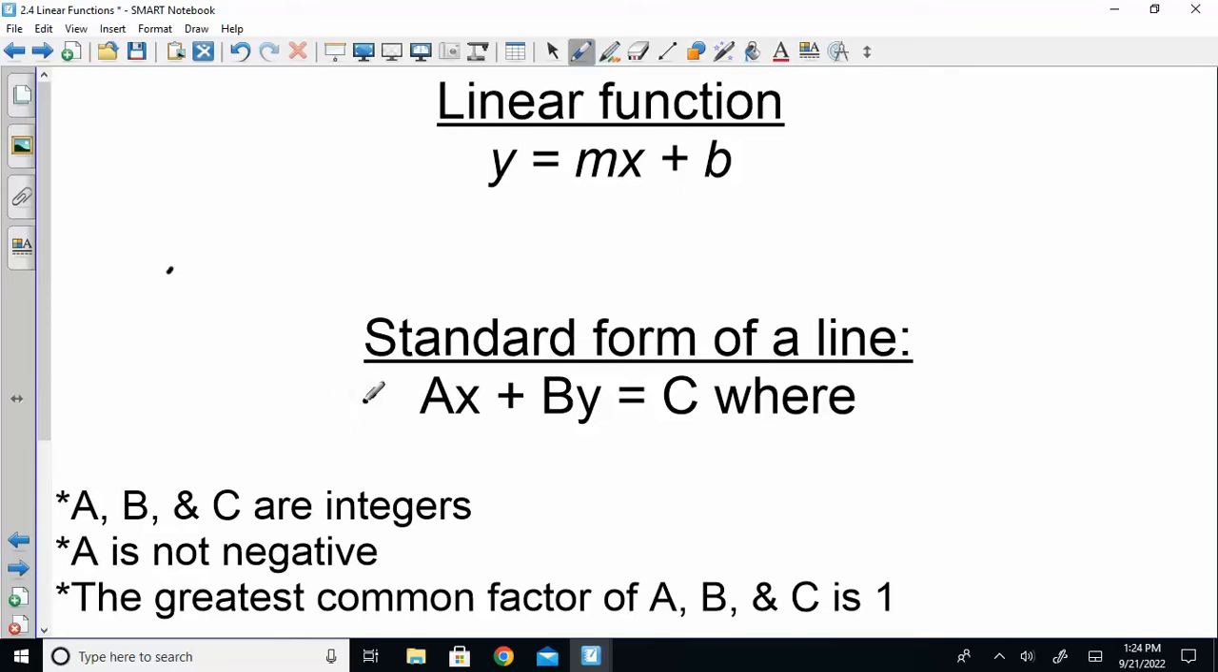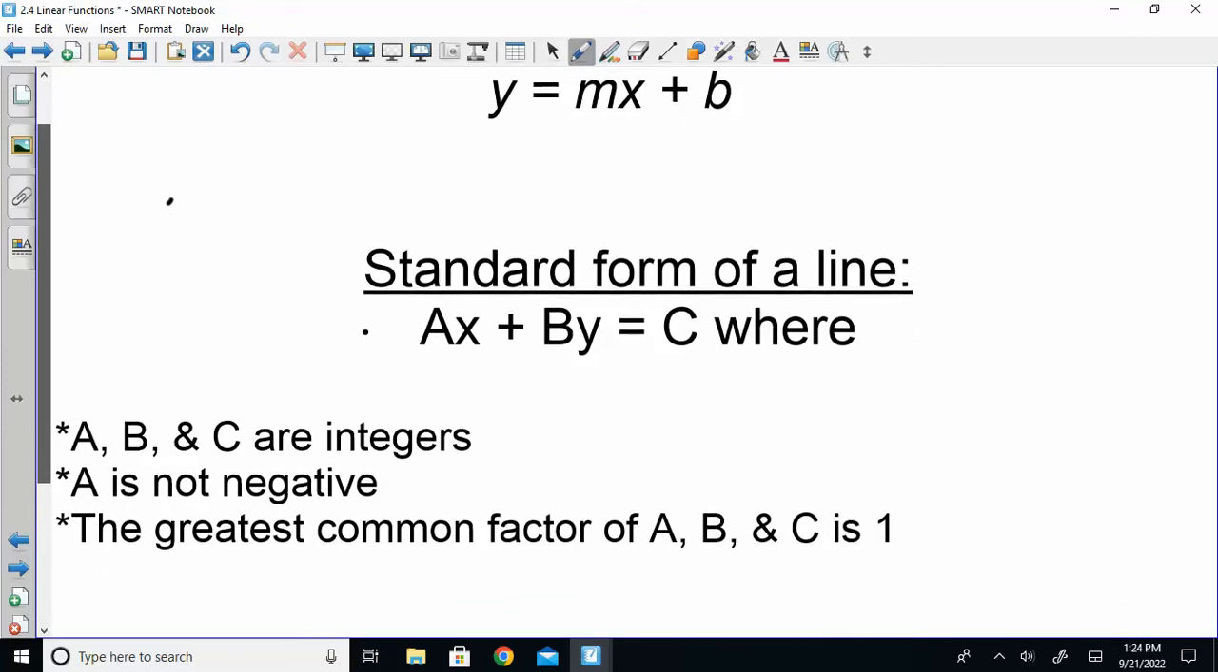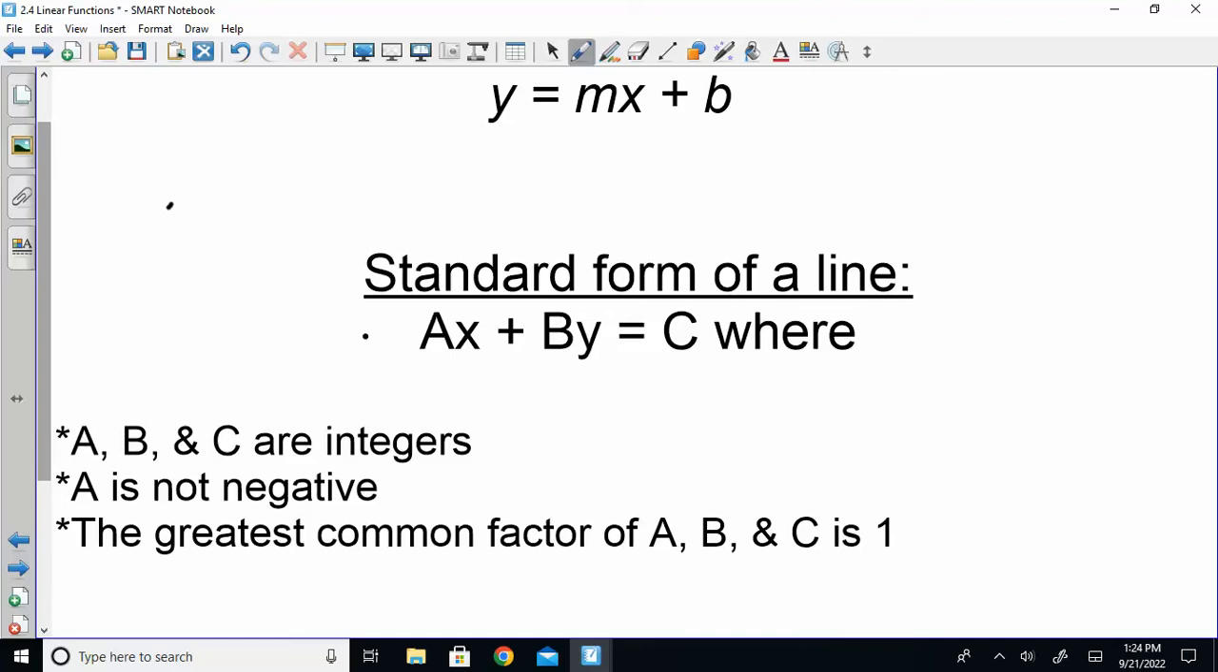Standard form, did you guys do standard form last year? Yeah. So that's one that does pop up sometimes, ax plus by equals c. In standard form, the rules are a has to be a positive number, a, b, and c can't be fractions or decimals, and they have to have a greatest common factor of 1. So if it's like 2x plus 4y equals 8, you would need to divide everything by 2. It has to be in the reduced form.